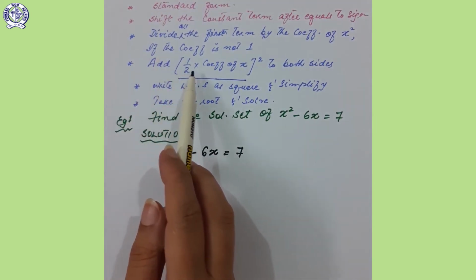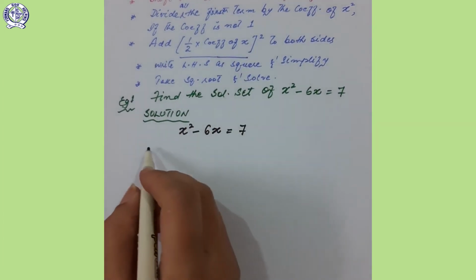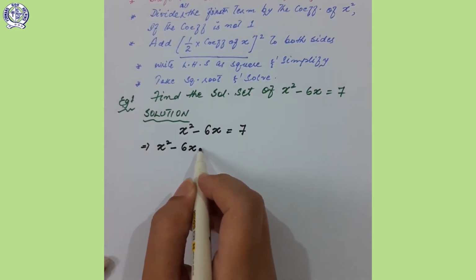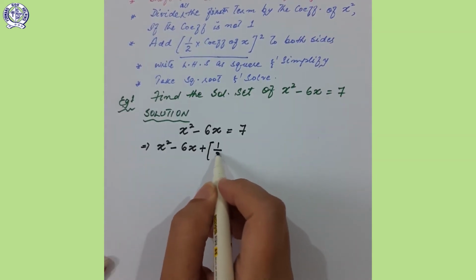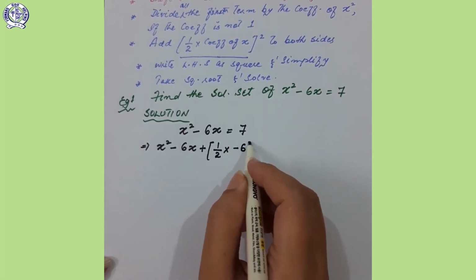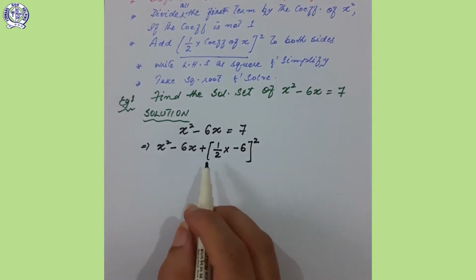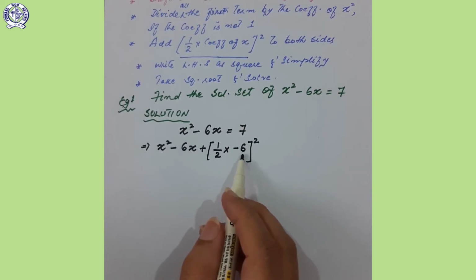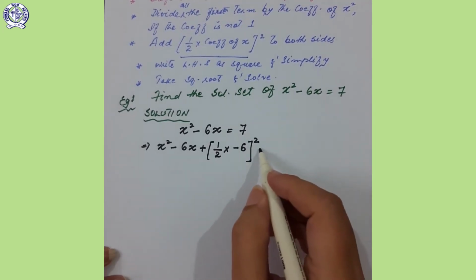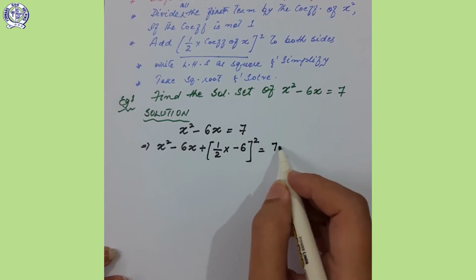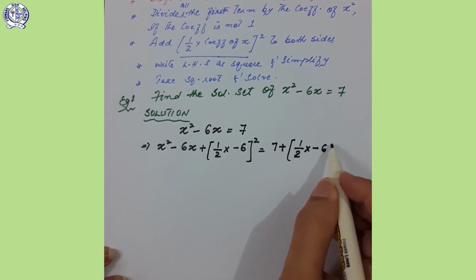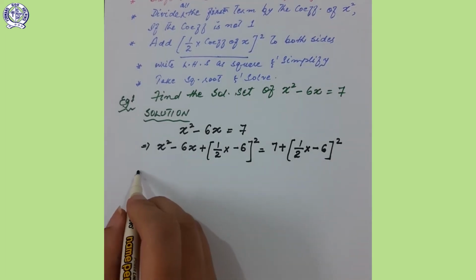You have to add half into coefficient of x the whole square, on both sides. So we have x square minus 6x. Add means plus. What you have to add: 1 upon 2 multiplied by coefficient of x. Coefficient of x is minus 6, so like this, and then whole square. So this only you have to remember: half multiplied by coefficient of x, minus sign also you will write, and the whole square. And this you have to add on both sides. So equals to 7 plus the same thing again, half multiplied by coefficient of x and the whole square. Now solve it.